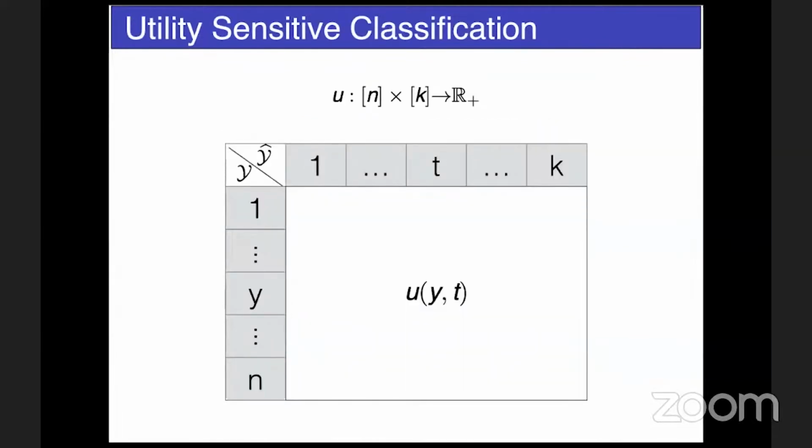Let's just move on. In general, you might have a utility matrix. Right? So what does the utility matrix say? The utility matrix is an n cross k matrix where n is the number of classes and k is the number of predictions. And the utility matrix would just say how many points you would get if y is the truth and t is the prediction. So that's captured by u of y comma t. So that's the utility matrix. Okay.